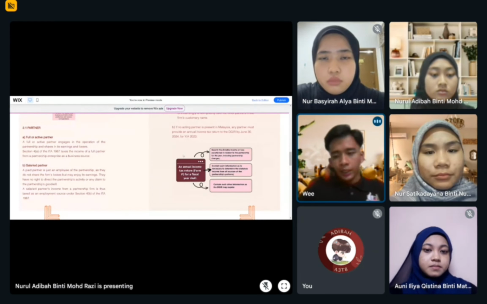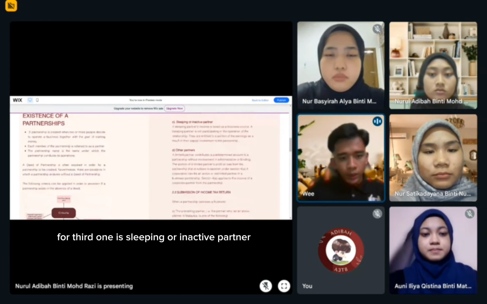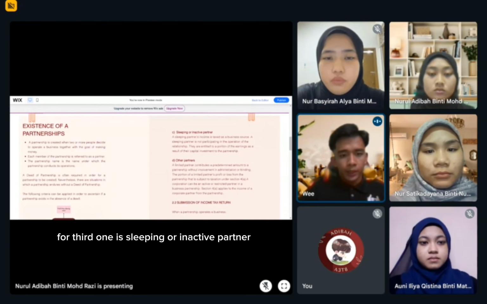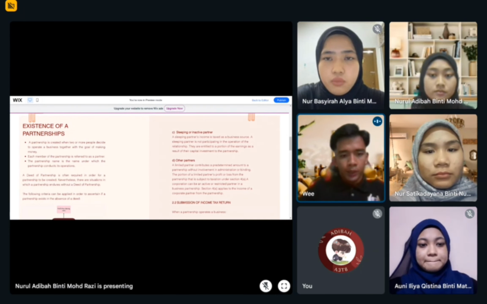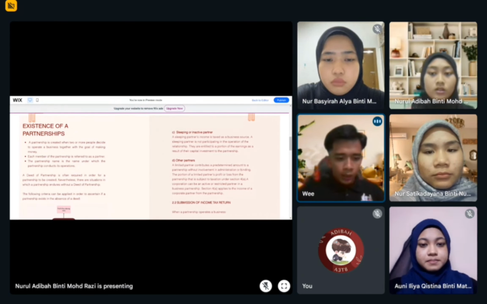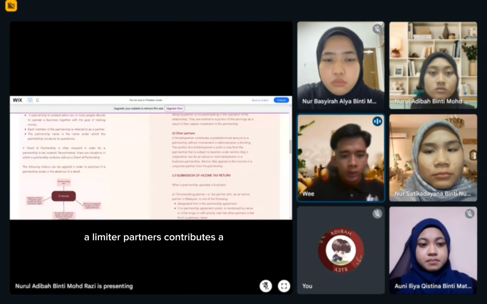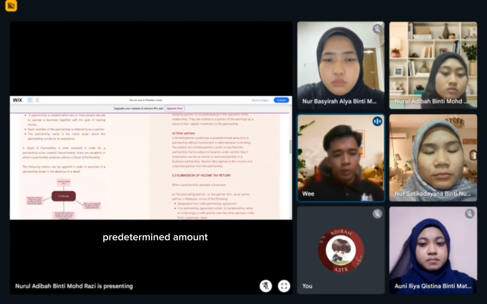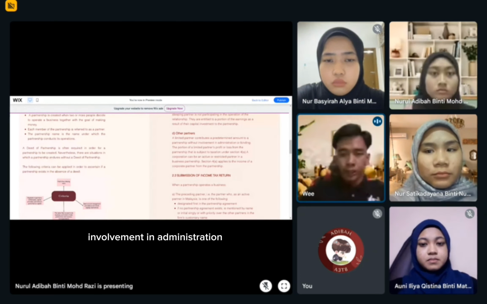of the ITA 1967. The third one is sleeping or inactive partner. Their income is taxed as business source income despite not participating in the operation of the partnership. And the last one is other partners. Limited partners contribute a predetermined amount to a partnership without involvement in administration.